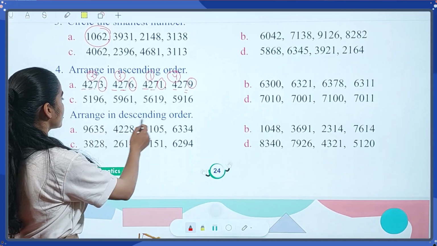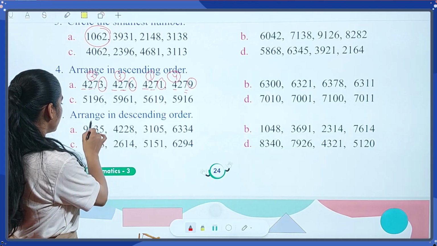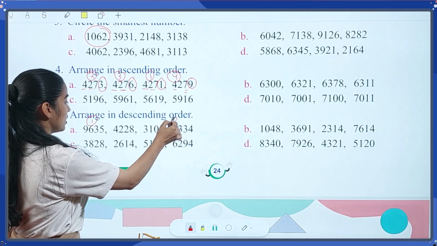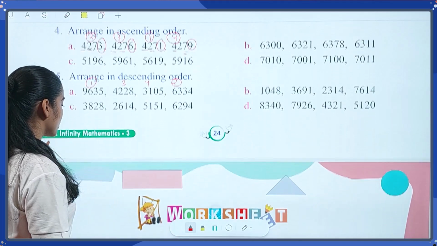Now arrange in descending order. So bigger to smaller. So which one is bigger? 1. This one is bigger, then second, then third and then fourth. So in this way you can arrange it.